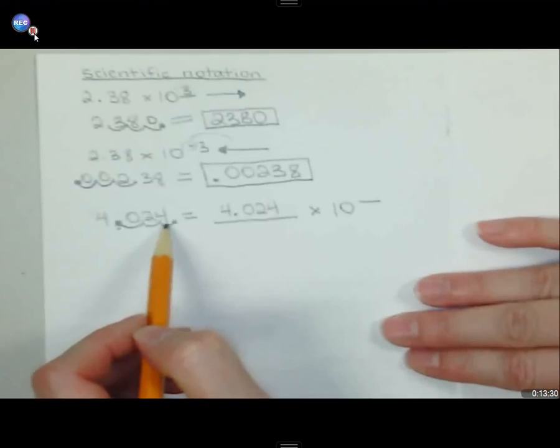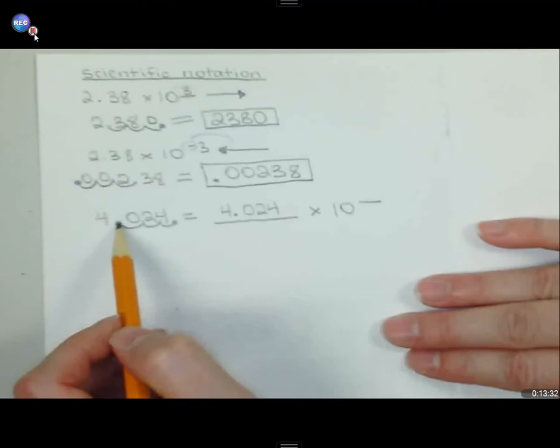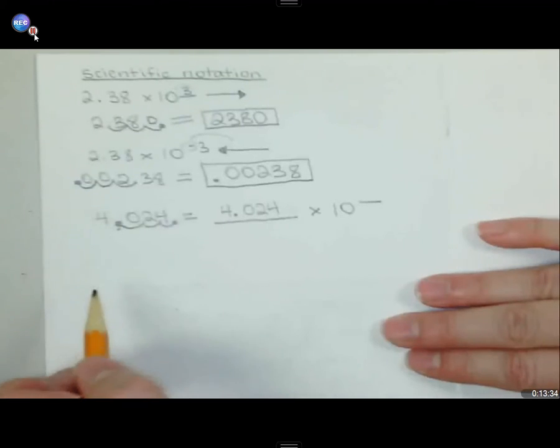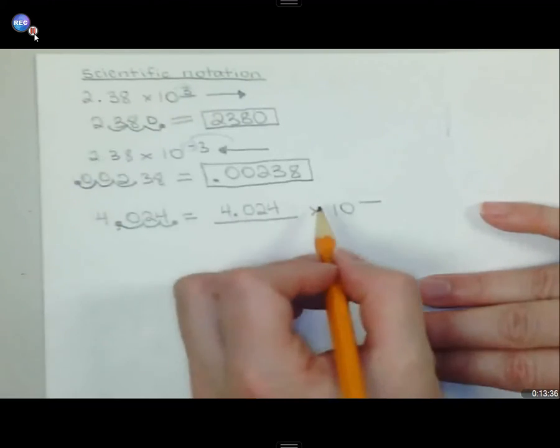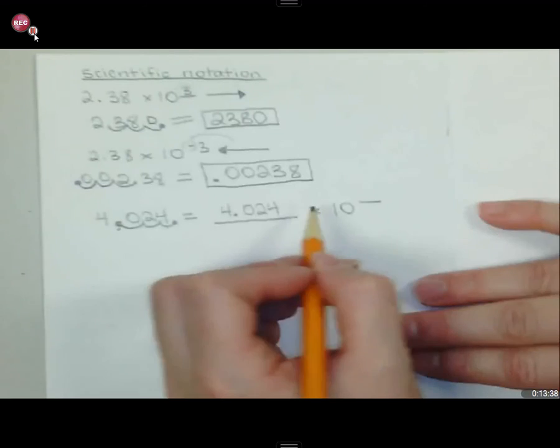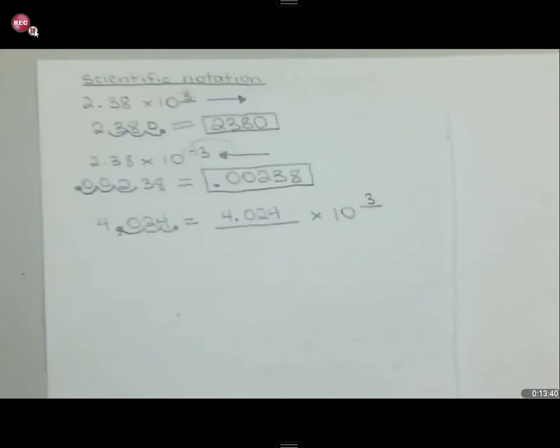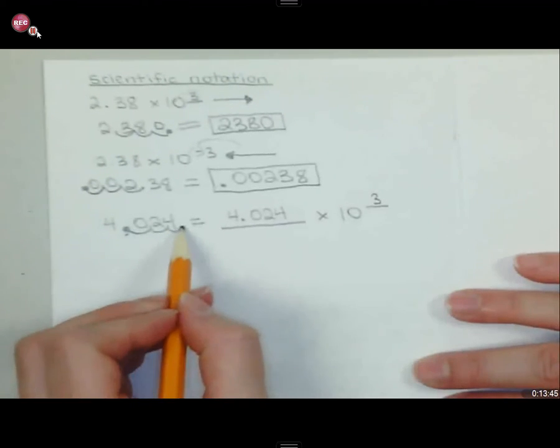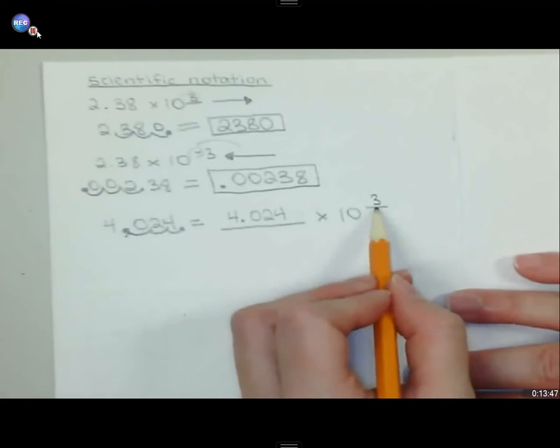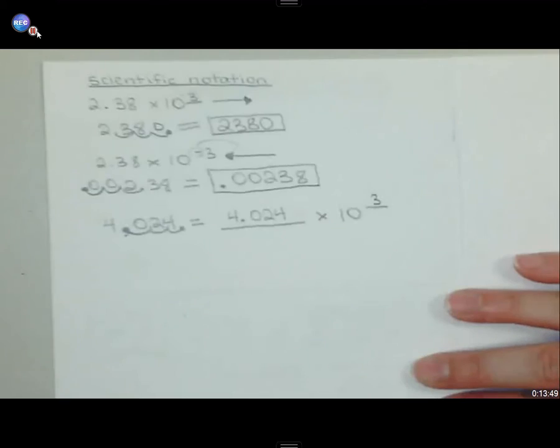Now, because we moved that direction to the left, we are going to say that we moved 3 places. So we went 1, 2, 3. So you'd have to say 10 to the third.